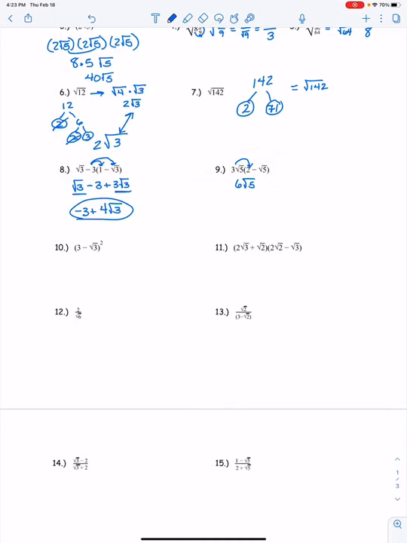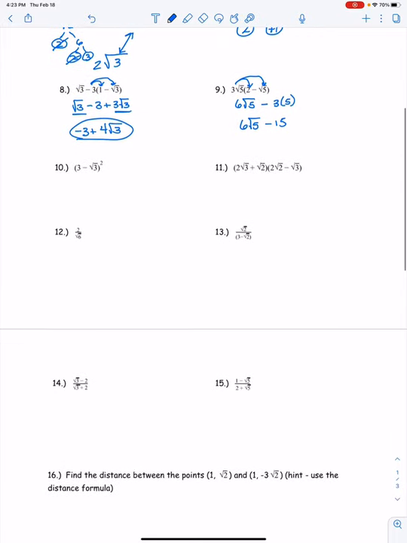3 the square root of 5 times negative square root of 5 is going to give me a negative 3 times 5. So here we're going to end up with 6 the square root of 5 minus 15. Okay? Here we go.